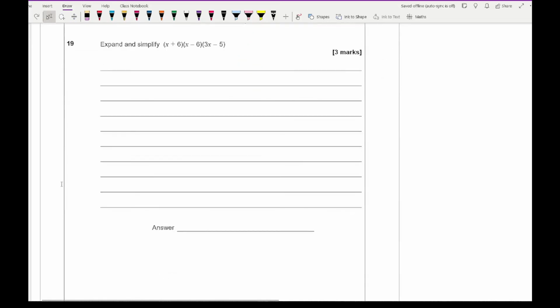Question 19 says for us to expand our triple bracket. Now this can be done in a number of different ways. It all depends on which bracket you want to start with.